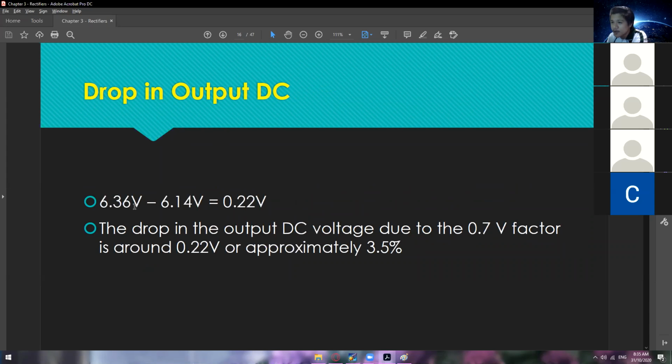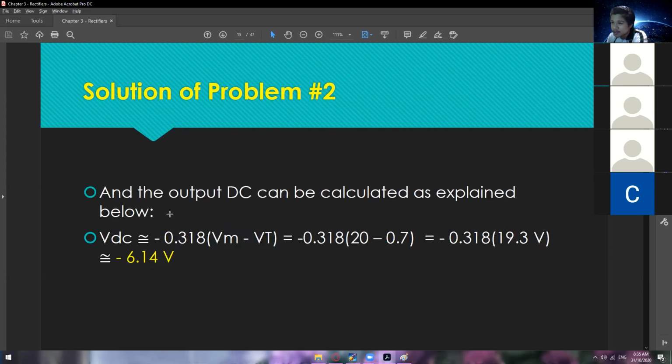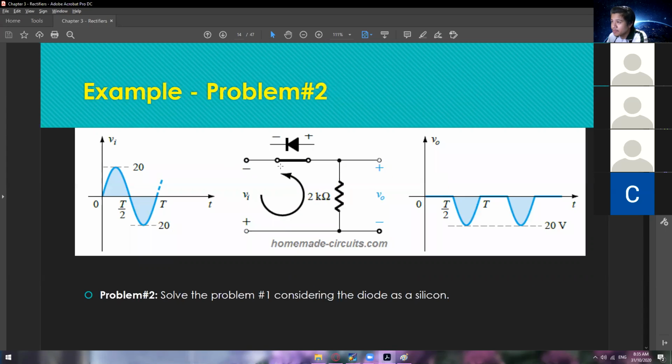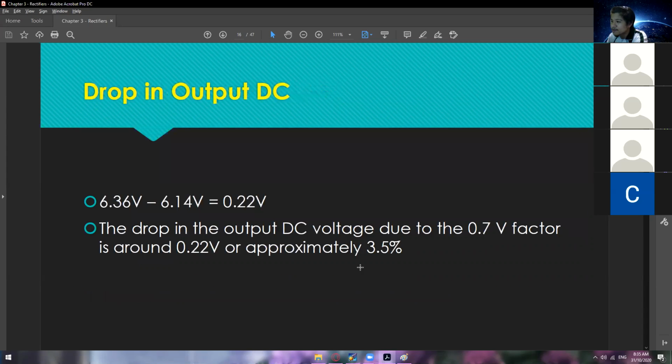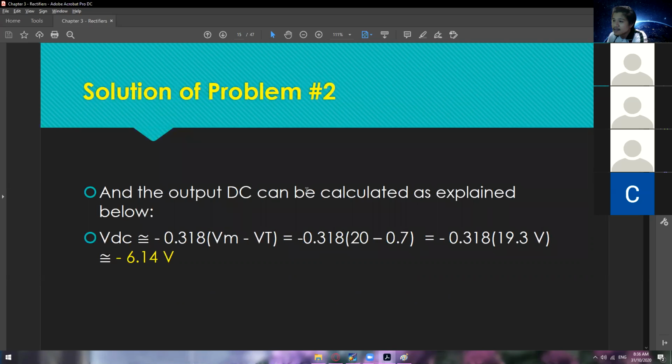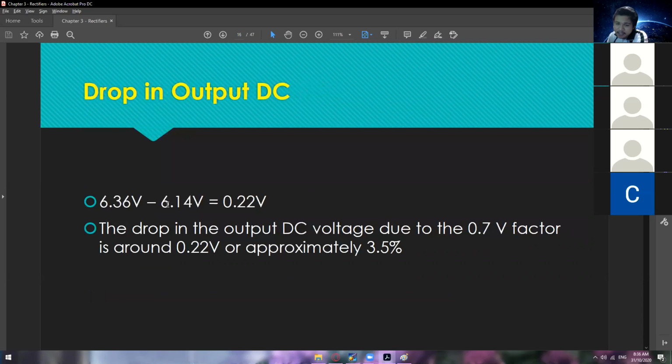As you can see, before we have a voltage of 6.36 for sample problem number 1, if we consider this an ideal diode. And then for problem number 2, we have 6.14 volts if we consider this one as a silicon diode. So 6.36 minus 6.14 is 0.22 volts. And if you calculate the percentage, the drop in the output DC voltage due to the 0.7 volts factor is around 0.2 volts, or approximately 3.5%.